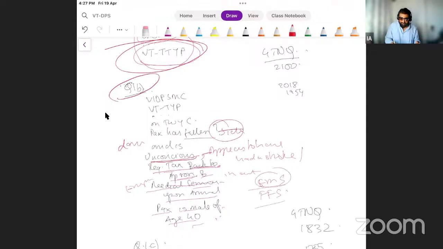So, emergency medical services on arrival, passenger is male of age 40 years. Makes sense. On taxiway Charlie, that was fine.